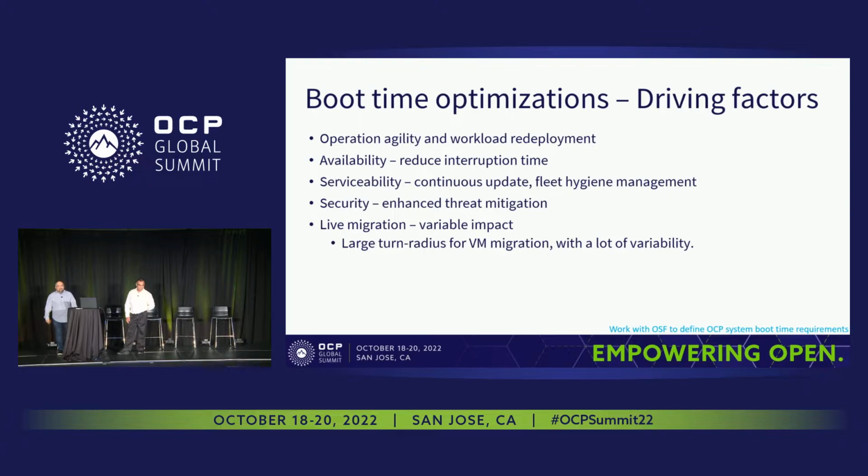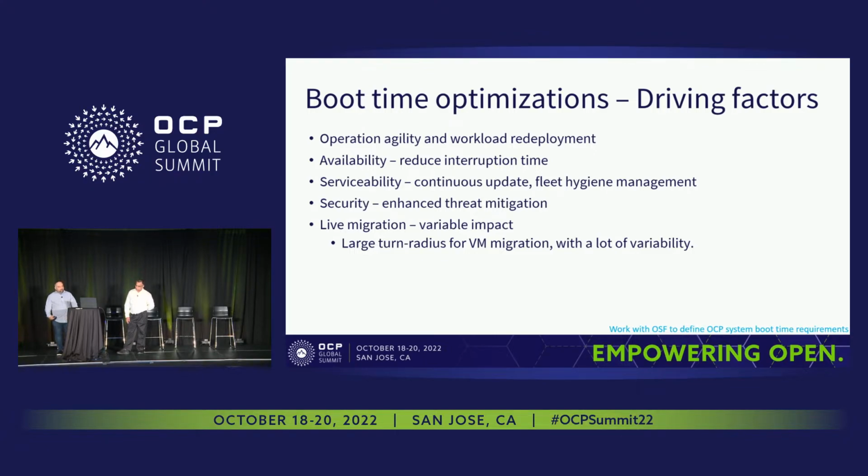Boot time optimizations, right? So what are the driving factors? Operational agility and workload redeployment. We want to be able to bring new systems into the fleet, or new updates to our environments quickly. And how do we do that? Boot time is super important for that. Availability: as time progresses from 3 nines to 5 nines, availability is becoming super critical. So we want to reduce the amount of time that the customers see interrupted service, like downtimes.